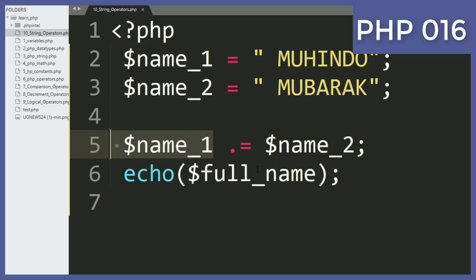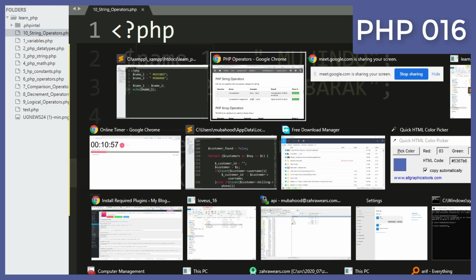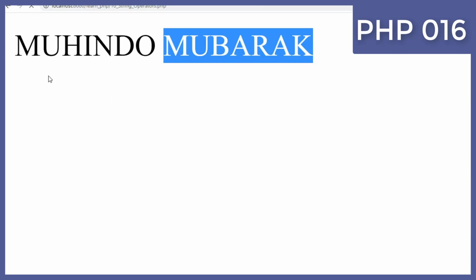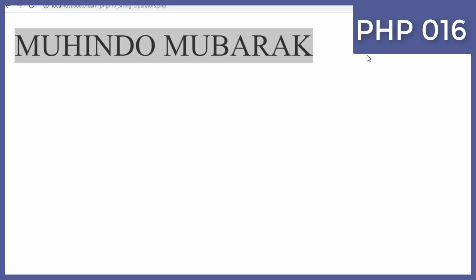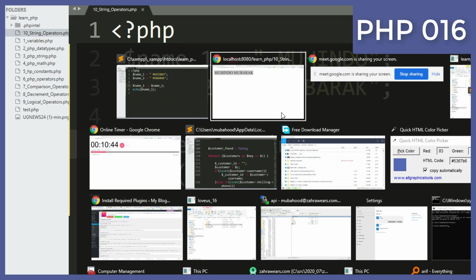So let me print now the full name, the whole name. If I come and refresh, you can see it's exactly the same. So that's how we append a certain string onto another. So you have just appended. We just use this dot equal to sign. So that's all about string operators.